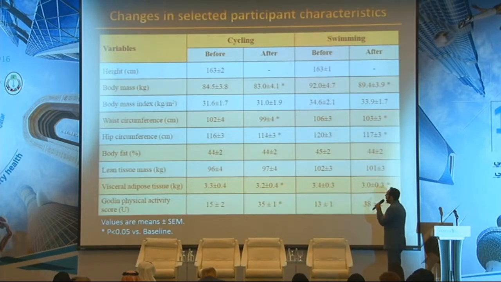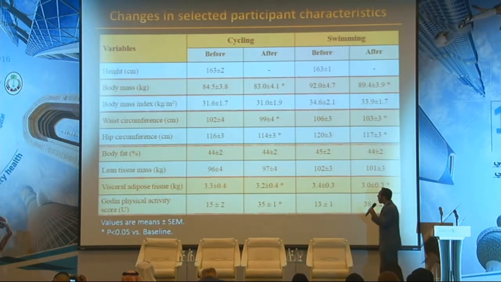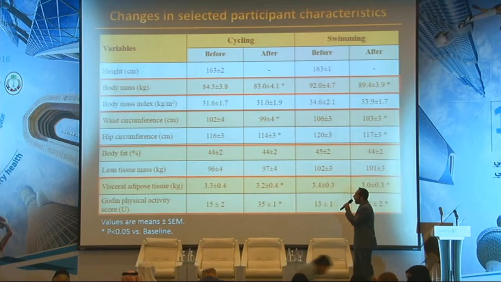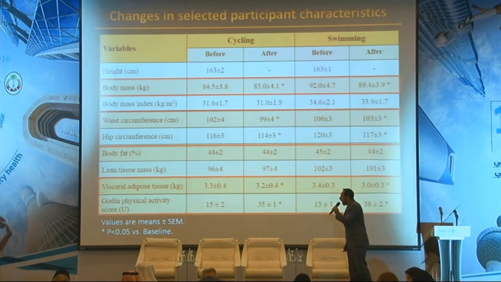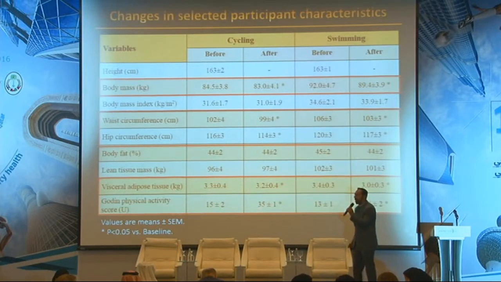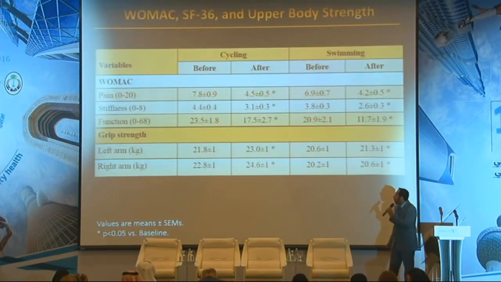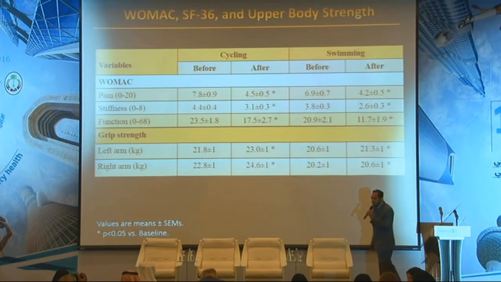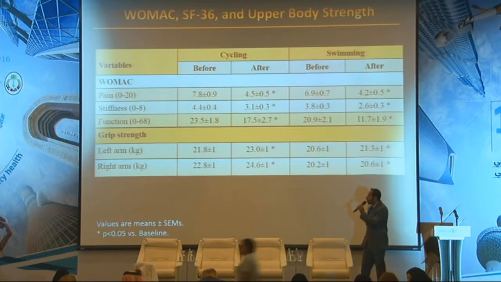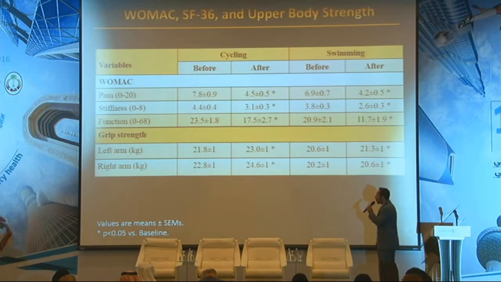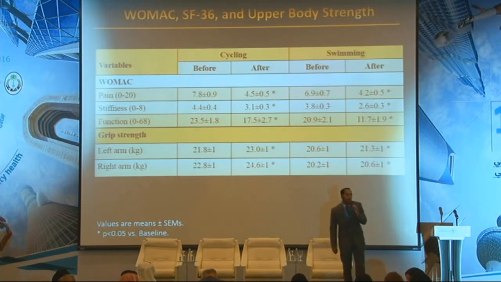For the change in selected participant characteristics, both swimming and cycling reduced body mass as well as waist circumference, hip circumference, and visceral adipose tissue, and both groups demonstrated that people exercise or do more activity. For the questionnaire, both exercise modes, cycling and swimming, significantly reduced pain, reduced stiffness, and improved physical function. For the hand grip, both exercises, cycling as well as swimming, improved right and left hand strength.